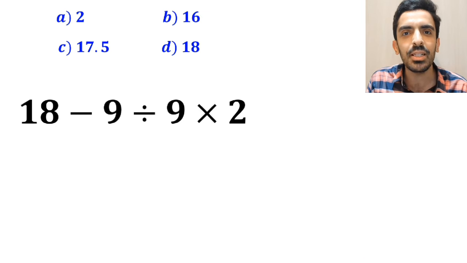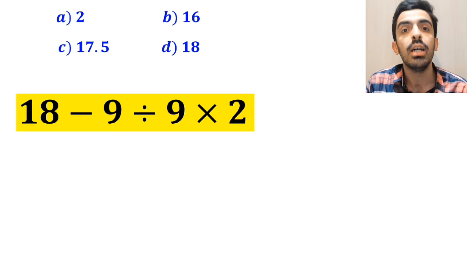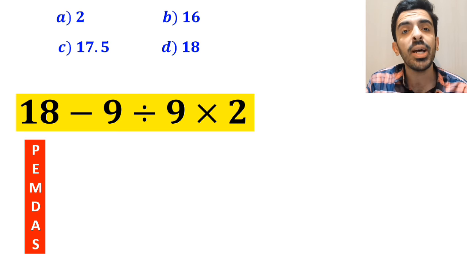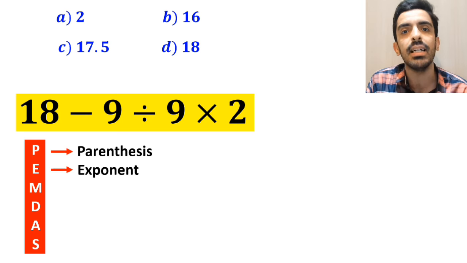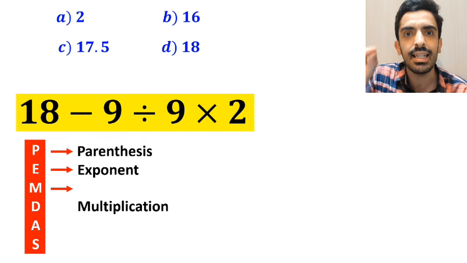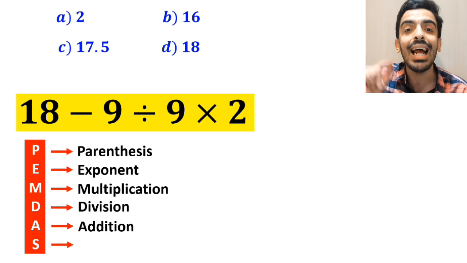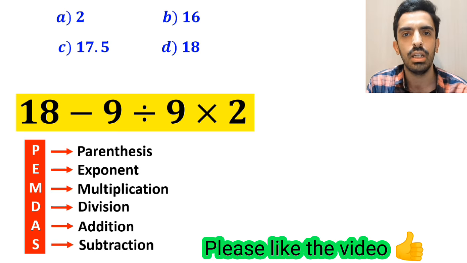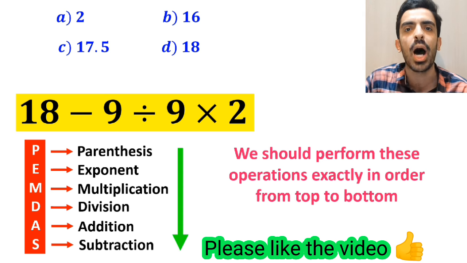Alright, now let's go step by step together and I will show you how to solve this expression properly. To solve this problem, we must follow a rule that is called PEMDAS. In this rule, P stands for parentheses, E stands for exponent, M stands for multiplication, D stands for division, A stands for addition, and S stands for subtraction. We should perform these operations exactly in order from top to bottom.